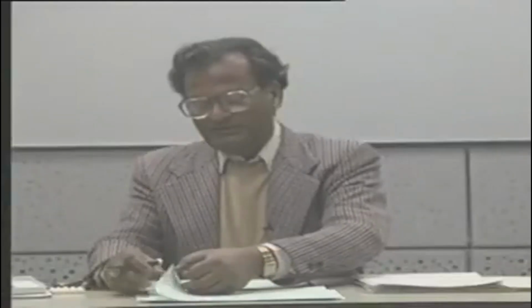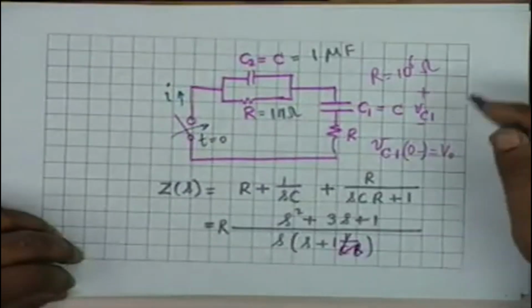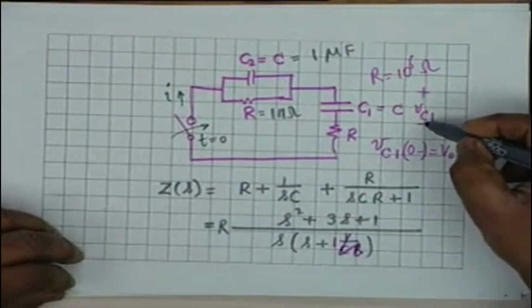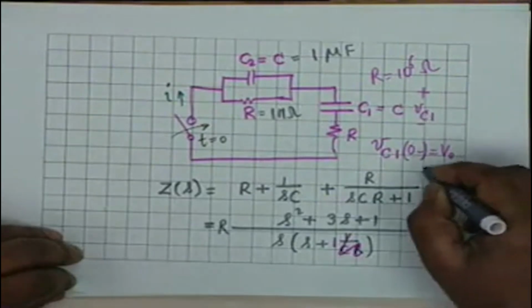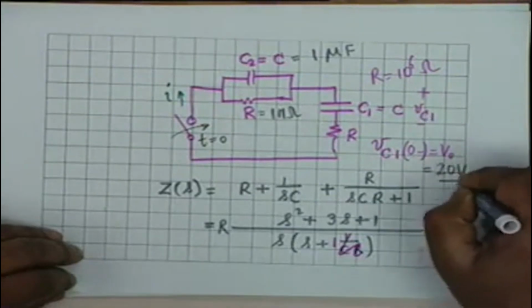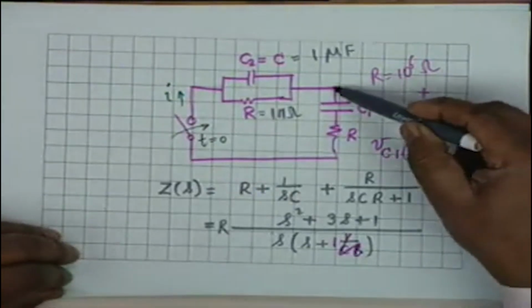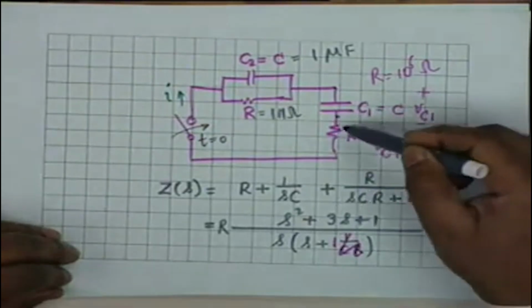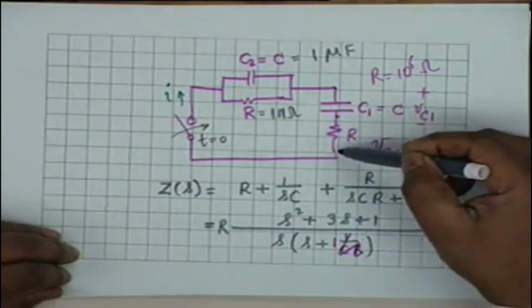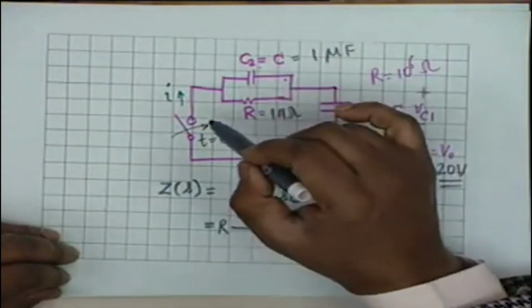At t equal to 0 minus, this voltage VC1 is V0. I have assumed a value also. Let V0 be equal to 20 volt, alright. Then this voltage is 20 volt at 0 minus. The current here is 0, there is no current. This voltage is 0 because this is uncharged.